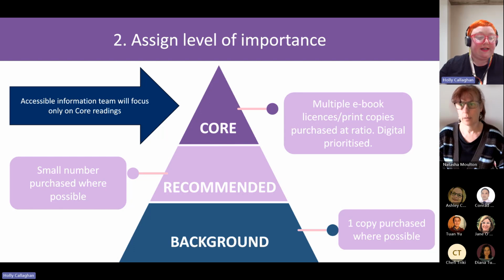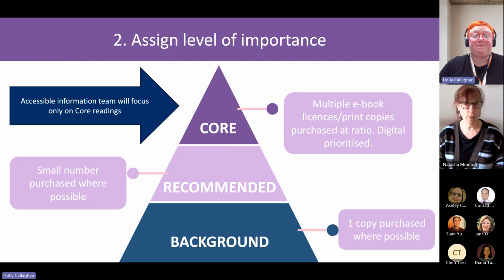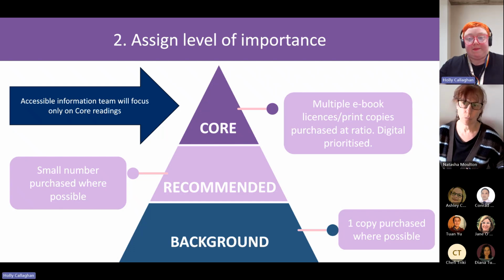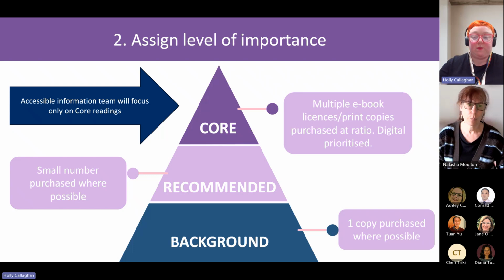And it's also important to say as well that if something is marked as a core resource on your reading list, then the accessible information team will only focus on those core readings and provide accessible copies for students with ILPs. For recommended titles, we'll purchase a smaller number, and for background items, we'll purchase one copy where possible. So making sure that the level of importance on the titles on your reading list is right is really important because it dictates how many copies will be available for you and your students come the autumn term.